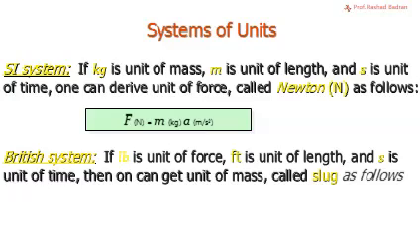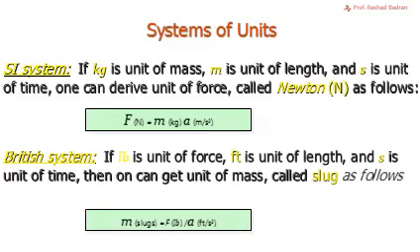In the British system, this is the second system we may use. The unit of force is pound, and the unit of the length is foot, while the time is seconds. The mass in this system is slug, and the slug is the force divided by the acceleration, obviously. That is, one slug is 1 pound divided by foot per second square.